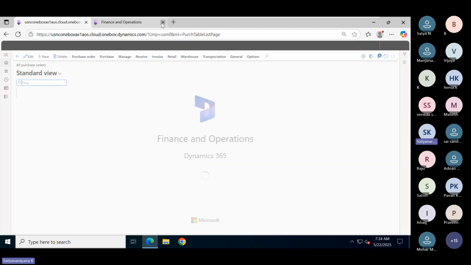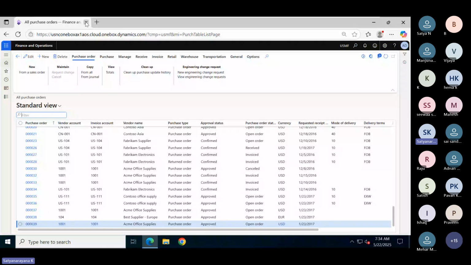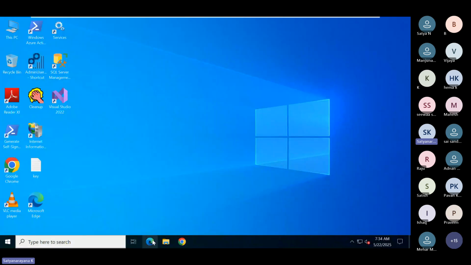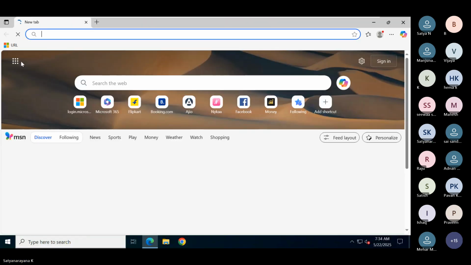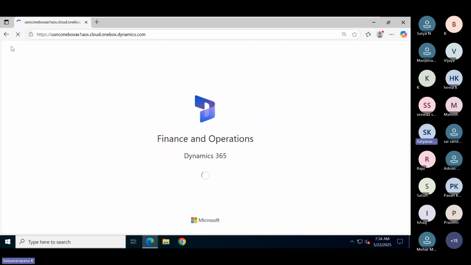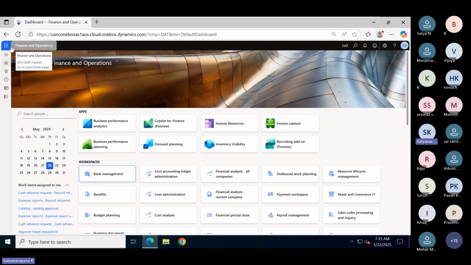So I'm closing this application completely. How to open this application? You need to click on the browser, click on the link, and automatically it will open. But in a real-time scenario, you need to enter your username and password. At present, it is installed on my personal laptop, so it is opening without asking for username and password because it's a trial version. This is how the application looks, and here, these are the companies.